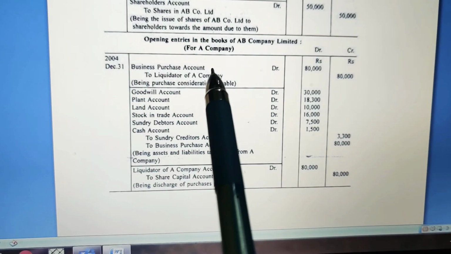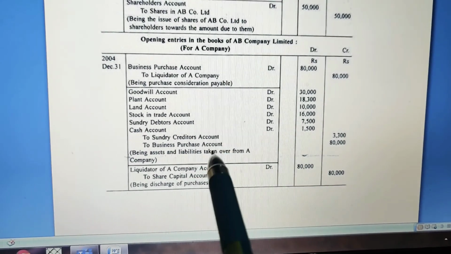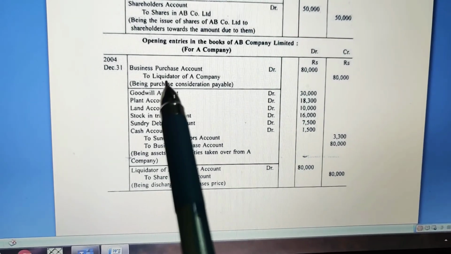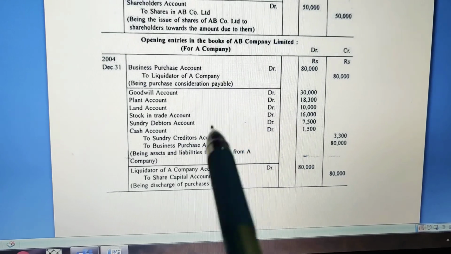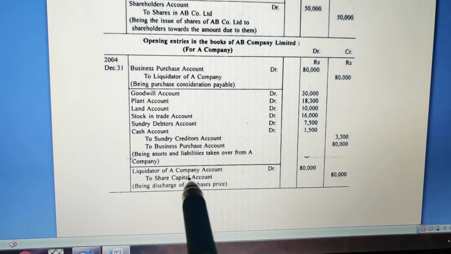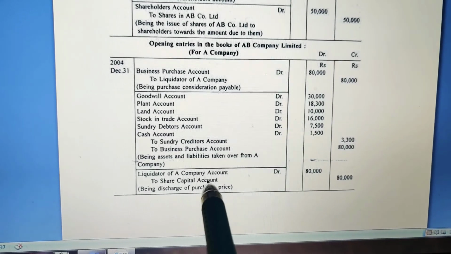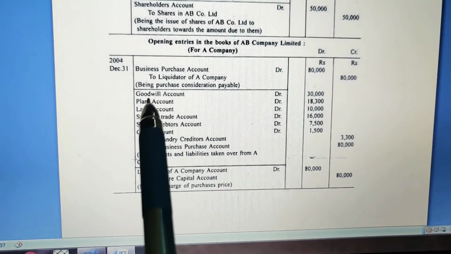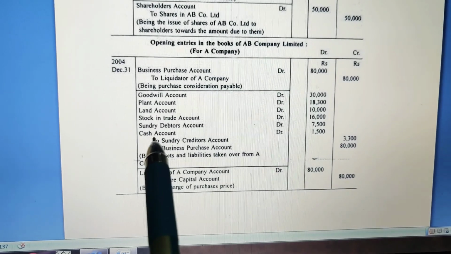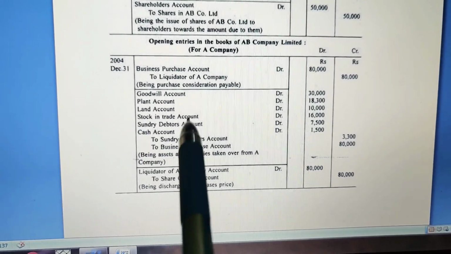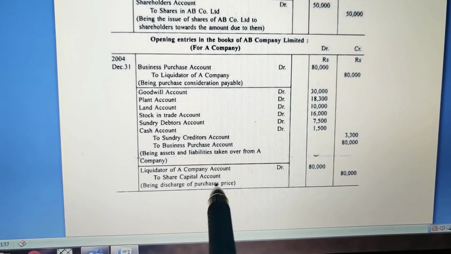So the business purchase account is all settled off. Okay, and the liquidator of A company, we credited it first and then we are debiting it. So this account is also settled by the share capital. So what is left over? Goodwill account is left over, plant, land, stock, sundry debtors, cash, sundry creditors, these are the accounts which are left over, and share capital account is left over.